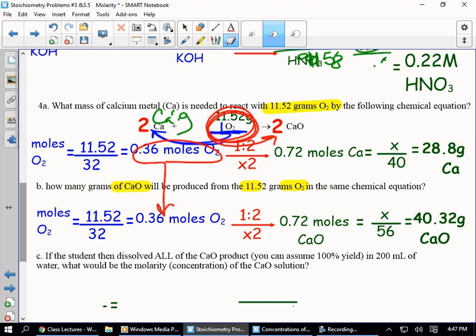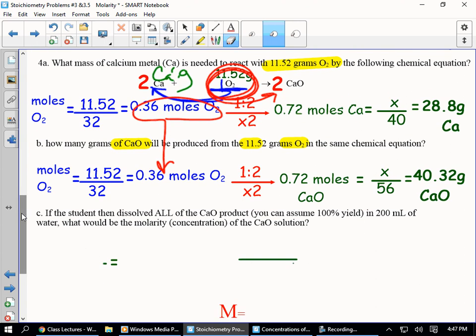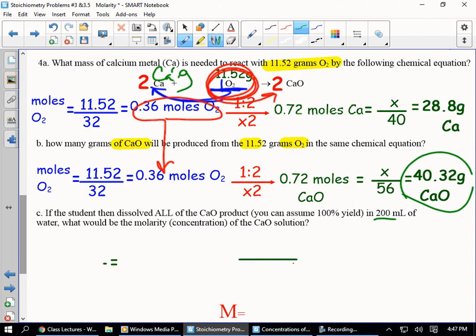Now, I'd say C is a little bit of a thinker. Give it a pause. See if you can figure out how to answer this. If the student dissolves all of the CaO, and I can assume 100% yield, in a total final volume of 200 milliliters of water, what would the molarity be?